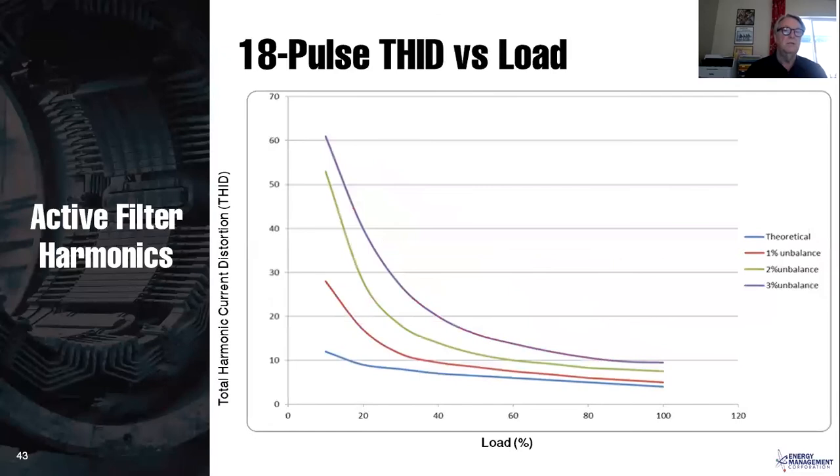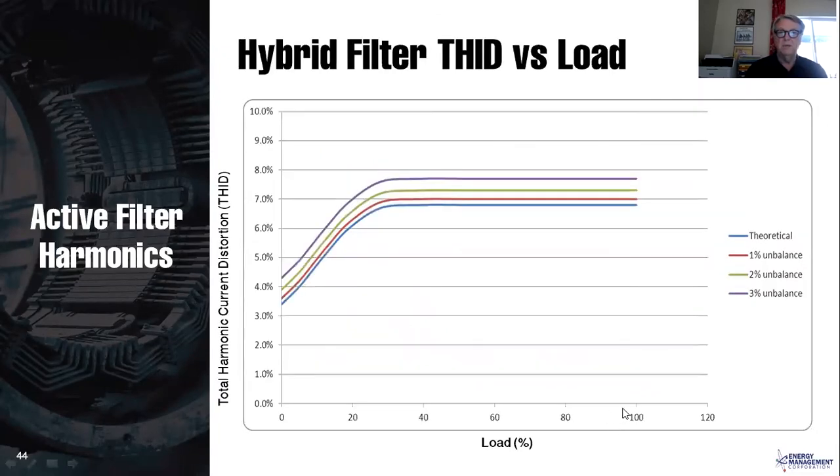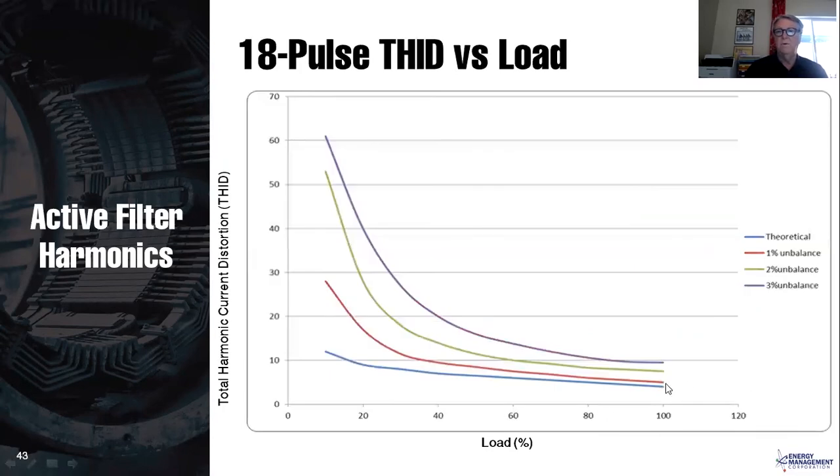Here's an 18 pulse, same thing. It is affected by voltage imbalance because it starts out down here around 4 or 5%. Then even with lower loads and some appreciable voltage imbalance, you generally do pretty well. 18 pulse typically performs about the same as a passive filter, around 7 or 8% in real systems.